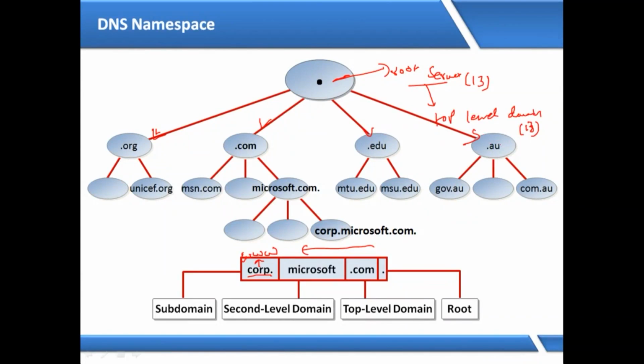Okay, so first it will go to the root server. The root server contains the information of the top level domain server. Top level domain servers are not 13. Root servers are 13. Sorry, by mistake I have written that here. So these are all DNS servers: root server, top level domain server.